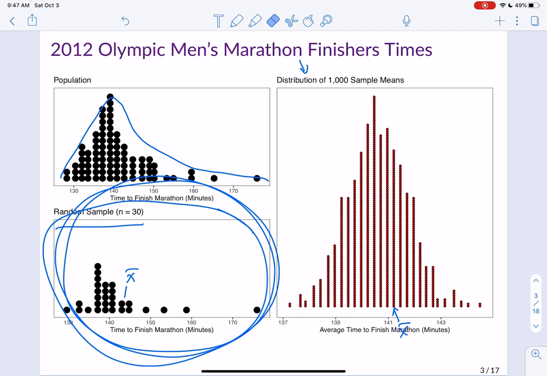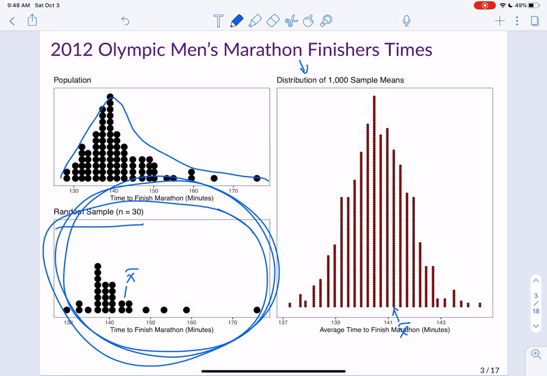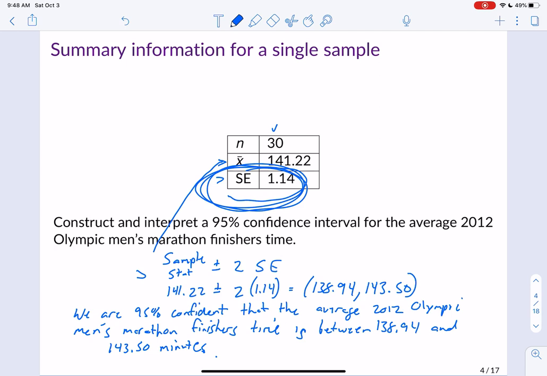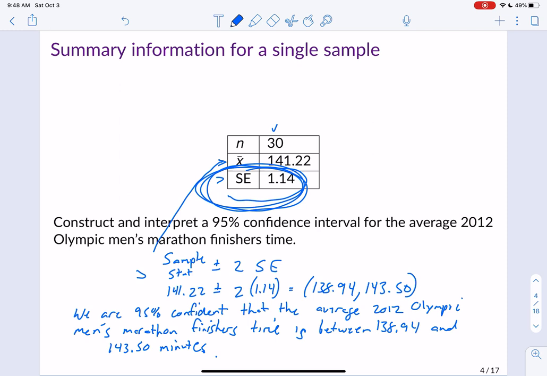So what we could do is simulate it by taking random samples of size 30 from our population, calculating our mean, and then plotting it. And then we've simulated our sampling distribution that's shown here on the right. From that, maybe we calculate this is our standard error. It's 1.14. That's a standard deviation, and so that's our standard error. Now, what's the problem with this? I'll talk about it momentarily.